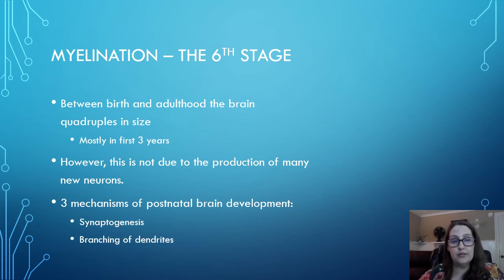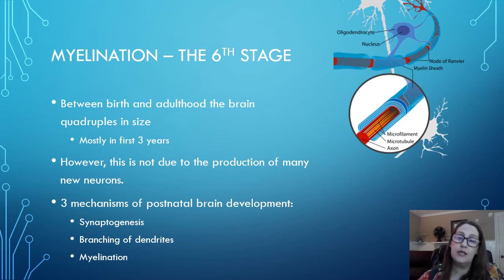The first two are related. They're synaptogenesis and the branching of dendrites. So the neurons that are currently in our brain, the axons may branch further, form more dendrites, and synapse with other neurons. And this creates some additional brain volume. But the main mechanism behind the increased size is myelination. We've talked a little bit about this earlier, but myelin is that fatty sheath that wraps around the neurons, and it increases the speed of the electrical current through the axons of the neuron.